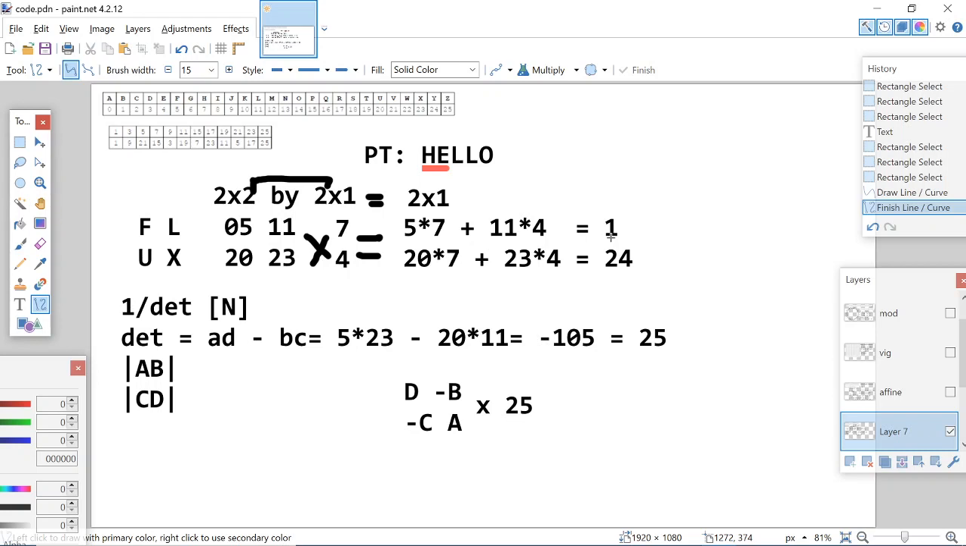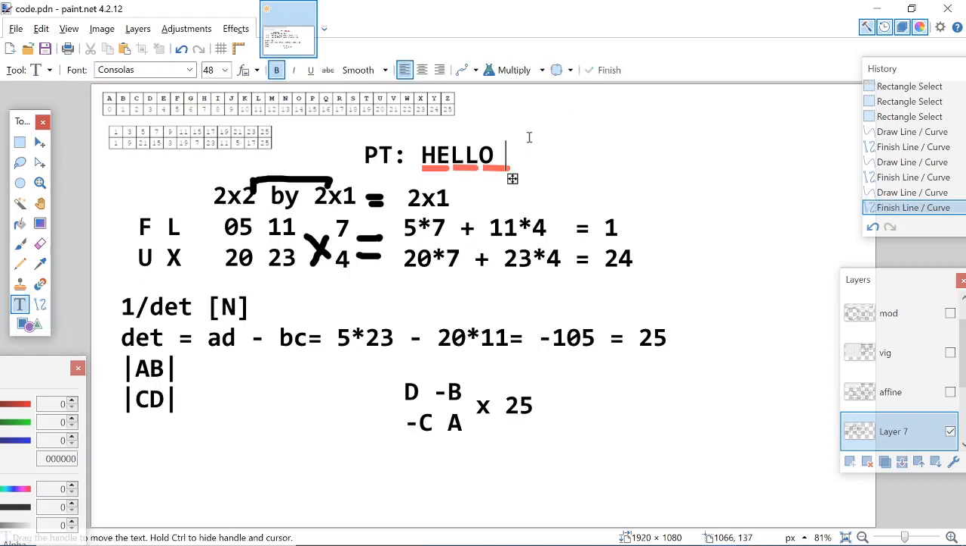So B and Y. If you noticed here, because it's 2 by 2, I do it in blocks of 2. But in this case, it's odd. There's an O left over. What do I put here? In this case, you would put a Z.